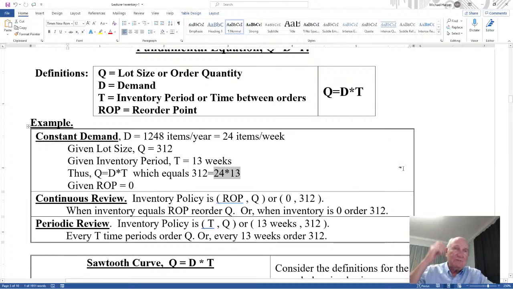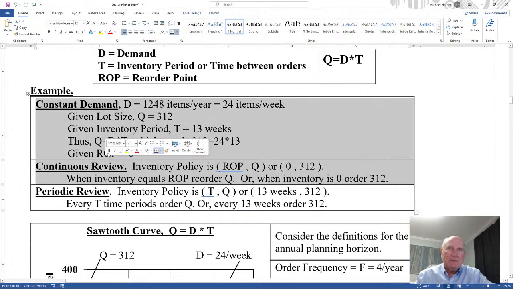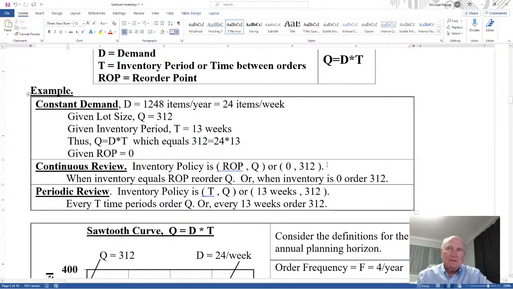Okay, and then suppose the ROP is given to be 0. Okay, and then the continuous review is ROP, Q. In this case, ROP is 0, Q is 312, and so 0, 312 is our policy for this problem. And so the inventory policy is 0, 312.